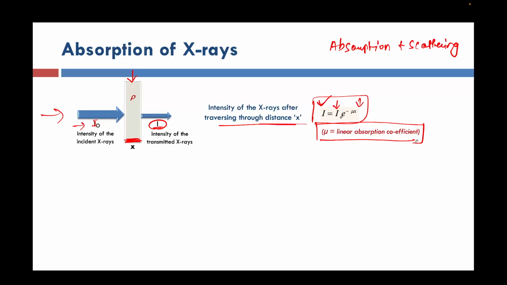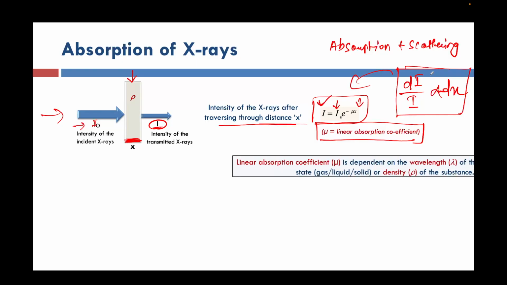Okay, and how has this been derived? It is derived from dI by I being directly proportional to minus dx. The decrease in the intensity will be directly proportional to the thickness. Since I am talking about the decrease in intensity, a negative term is put here. The decrease in the intensity will be directly proportional to the distance traversed across the specimen.